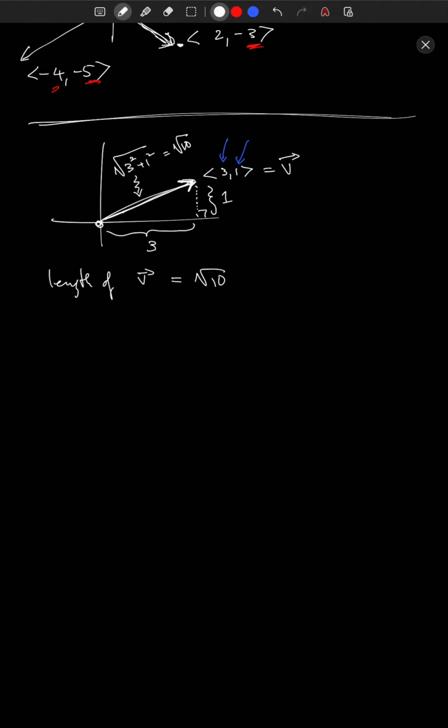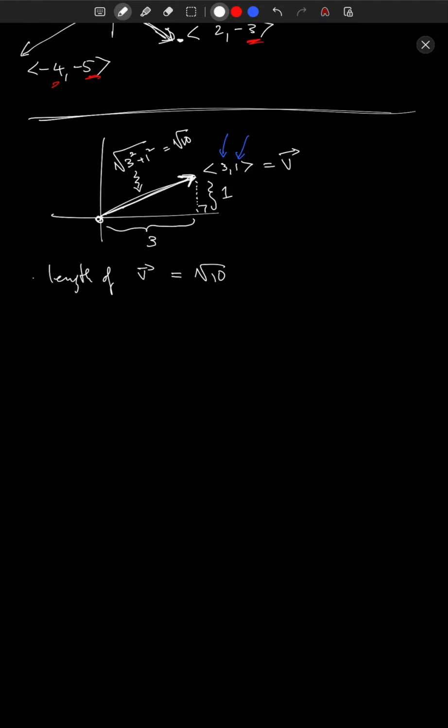Now, what about its direction? We can also describe its direction because the direction is given by this angle right there. If I tell you that that angle is whatever degrees, then you always know what direction that vector is pointing. If I tell you that the angle from the x-axis of the vector that I'm working with is pi over 2, right?